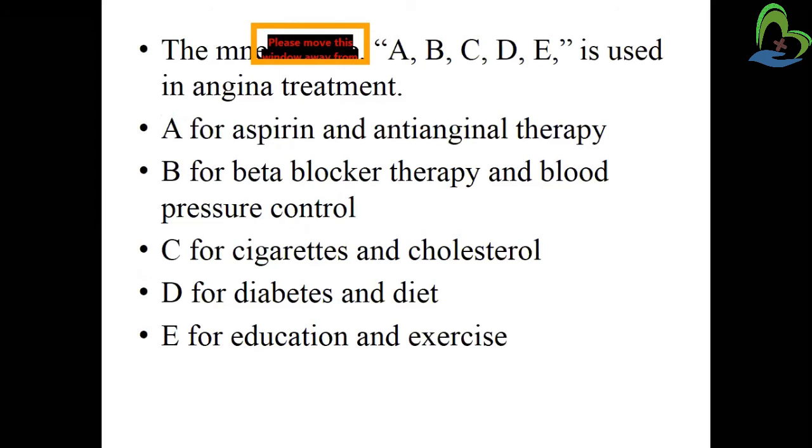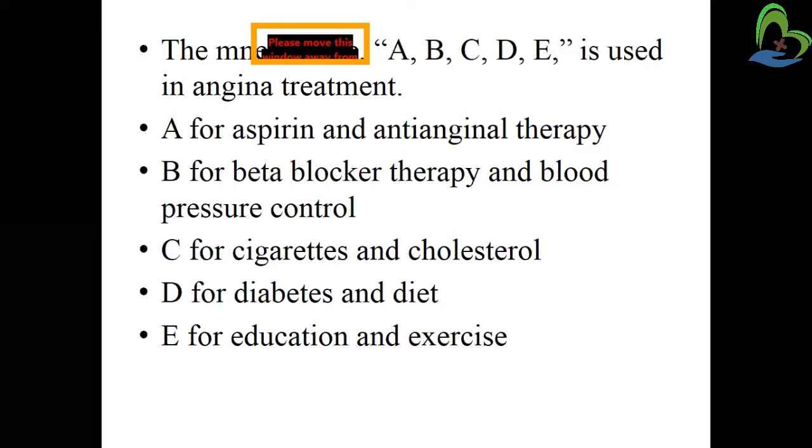So what we will do? A, B, C, D, E we are keeping in mind. In previous classes we had seen the algorithm of MONA, but here we will see A, B, C, D, E. A is for aspirin, and anti-anginal therapy we will give. B is beta blocker therapy. Again, it will suppress the sympathetic activities and blood pressure control will be there.